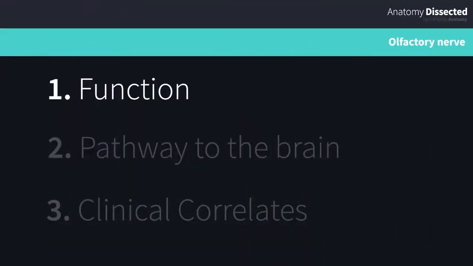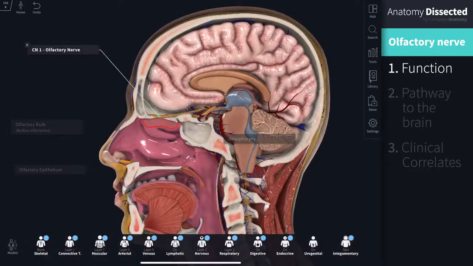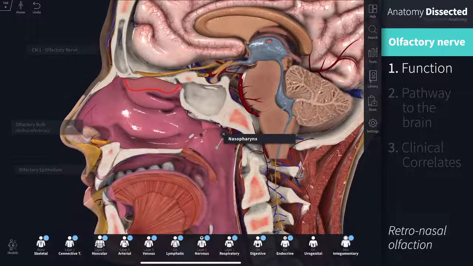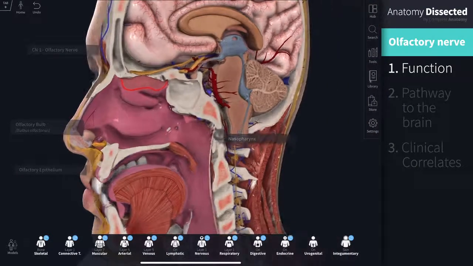Cranial nerve 1 is responsible for perceiving odours that enter the nasal cavity. Along the superior surface of the nasal cavity is the olfactory epithelium, a specialised tissue for perceiving smell. The olfactory bulb sits on top of the nasal cavity and has projections to the nasal epithelium below, which pick up different scents and smells that enter via the nostrils, or indeed the mouth. In a process called retronasal olfaction, odorous molecules travel from the mouth via the nasopharynx to the nasal cavity, contributing to our sense of taste.